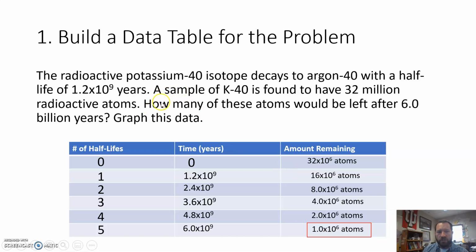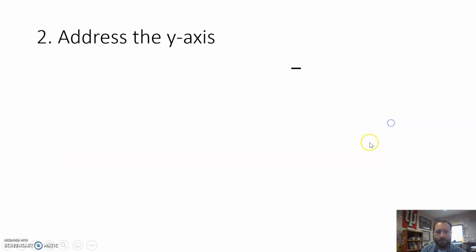So we've answered the question already. How many of these atoms will be left after 6 billion years? Well, we have 1 million atoms remaining. But the second step here is to graph the data, and that's what we're going to work on today.